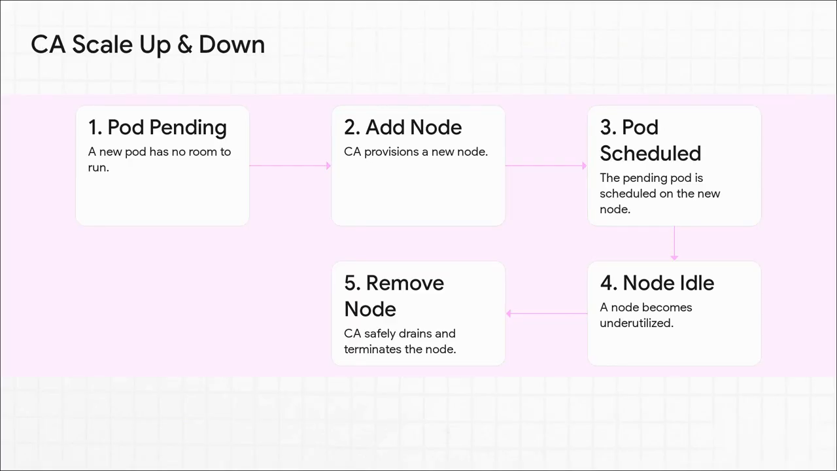The CA spots those pending pods, sees there's no room, and immediately provisions a new node. Crisis averted. But here's the other half of its job, which is just as important. When traffic dies down and a node is just sitting there, underutilized, the CA safely drains it and shuts it down. So it both adds capacity when you need it and eliminates waste when you don't.